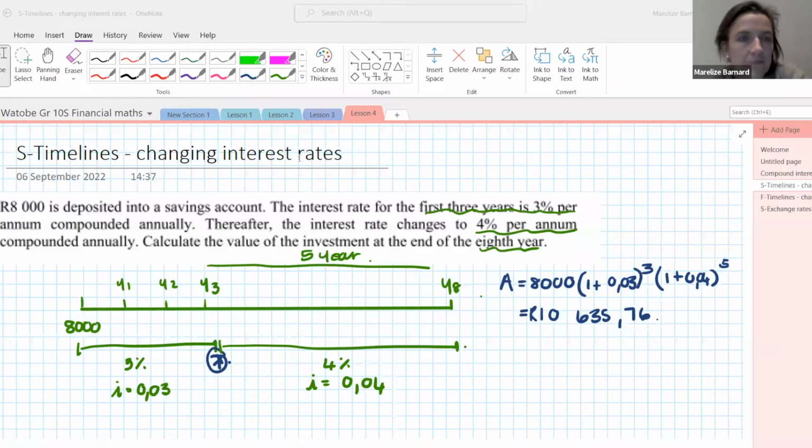Hi, Asanda. Can I ask for the 0.03 and to the exponent of 3? How did you get 3? At the top. It says in the question that the interest rate for the first 3 years is 3% per annum compounded annually. So you must just read the question very carefully. Okay, Chinamiram, you also have your hand up.